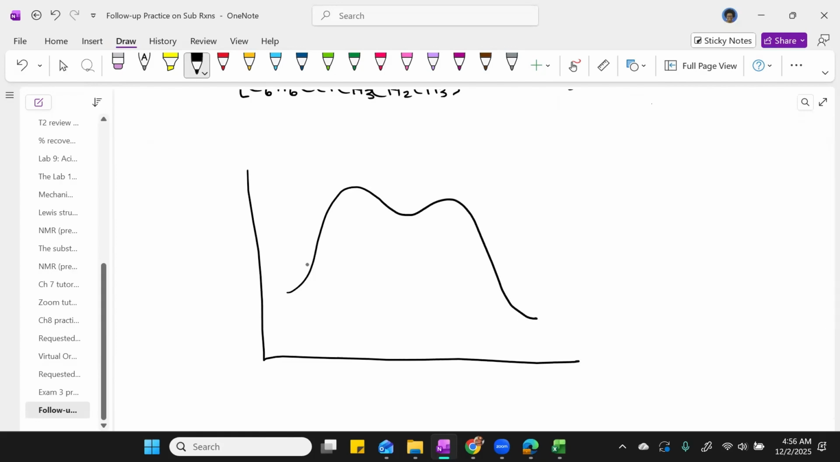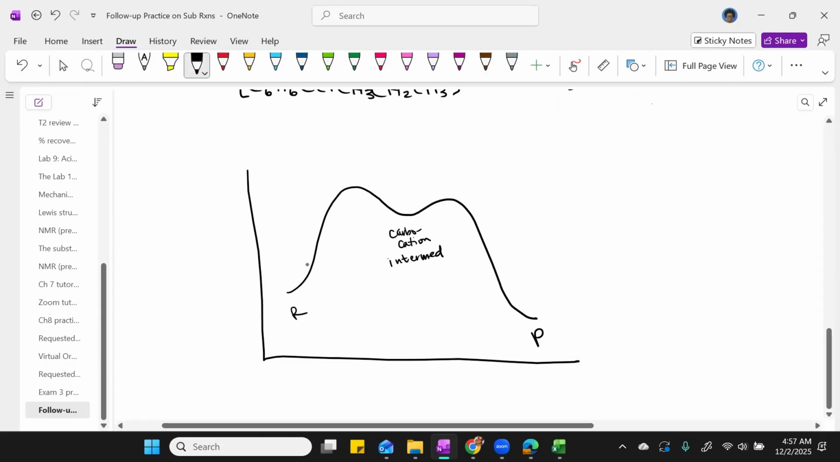So this is just a nice sketch. It doesn't have to be perfect, but this is just a nice sketch of what our map would look like, what our energy diagram will look like, right? And so you can even state here, this is our carbocation intermediate, right? There's our reactant side, product side.